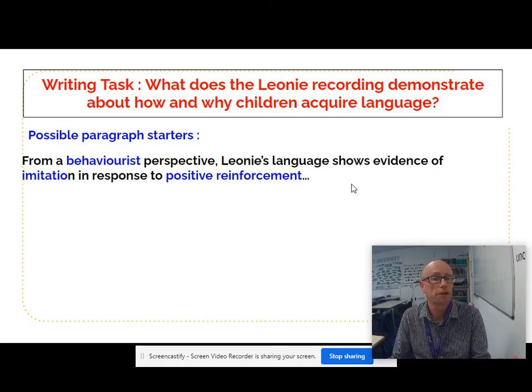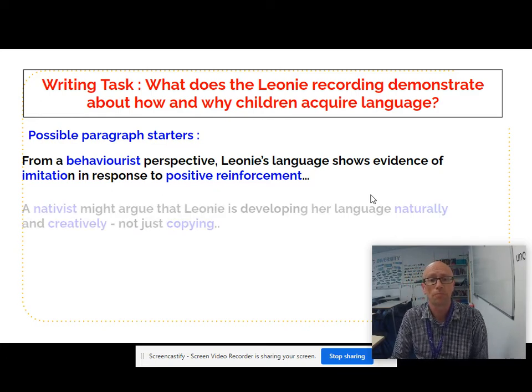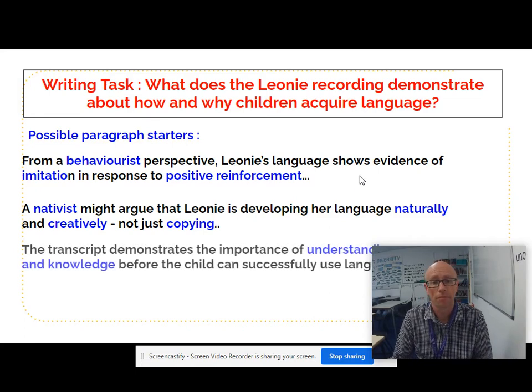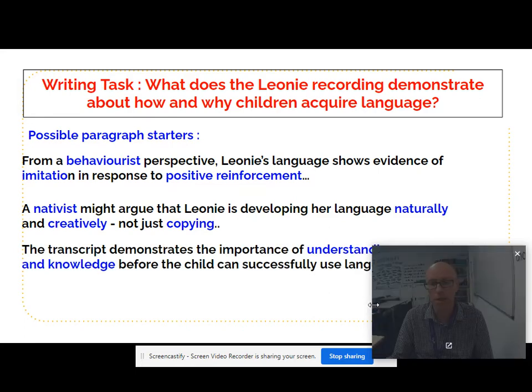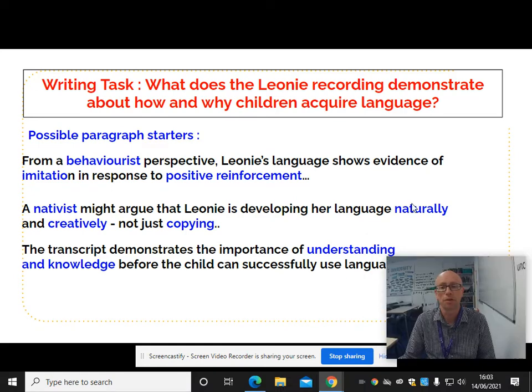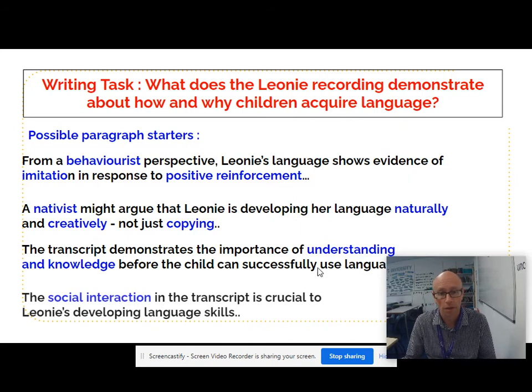So from a behaviourist perspective, Leonie's language shows evidence of imitation in response to positive reinforcement. Nativists might argue that Leonie is developing her language naturally and creatively. She's not just copying. The transcript demonstrates the importance of understanding and knowledge before the child can successfully use language. The social interaction in the transcript is crucial to Leonie's developing language skills.